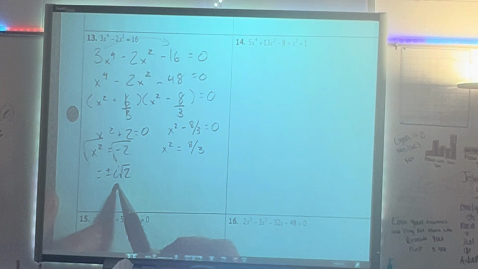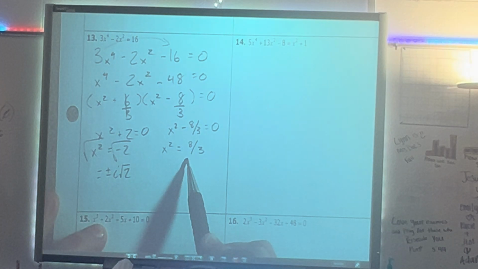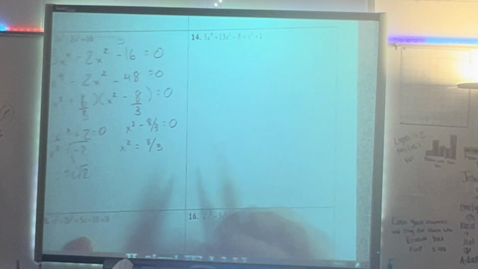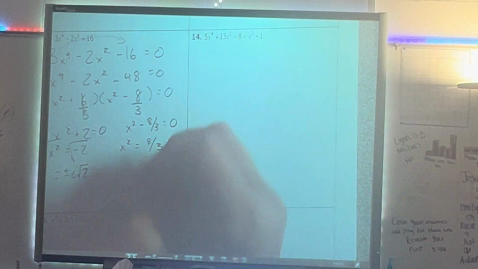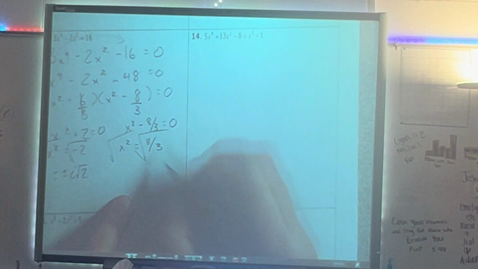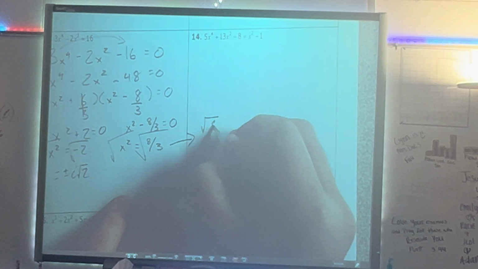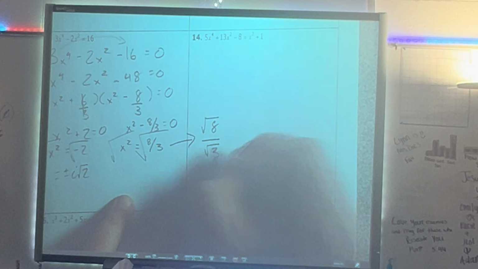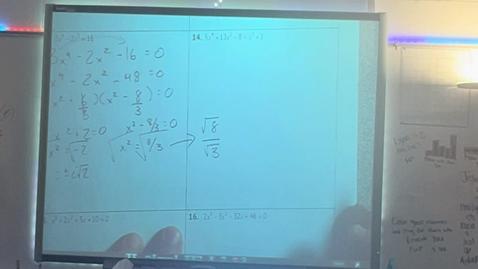This one's not really a big deal. This one's gonna give you a little bit of an issue. Alright, y'all ready? Because I'm gonna have to go into this box over here. When I take the square root of both sides, this means the square root of 8 over the square root of 3. You have to separate them out. Are we okay there?